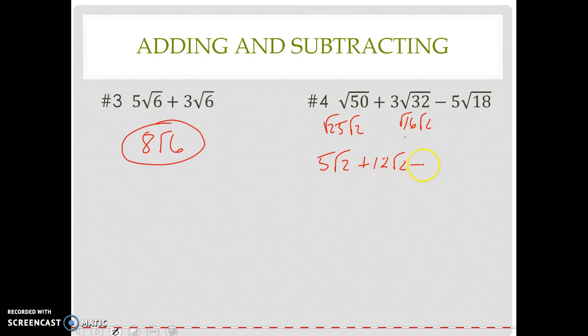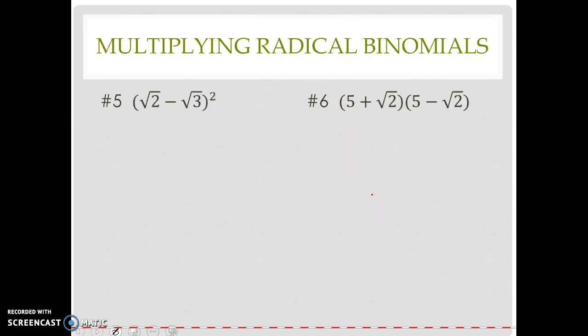And then minus, we have the square root of 18, but that's the square root of 9 times the square root of 2, and the square root of 9 is 3. And so 3 times 5 is 15 radical 2. So now we can, because those radicals are all radical 2's, and so 5 plus 12 is 17 radical 2's, minus 15 radical 2's is 2 radical 2's. And so we can put those together like that. That's adding and subtracting radicals. Simplifying them first, and then if they're the same, we can add and subtract like terms. So let's move on and take a look at multiplying binomials together.